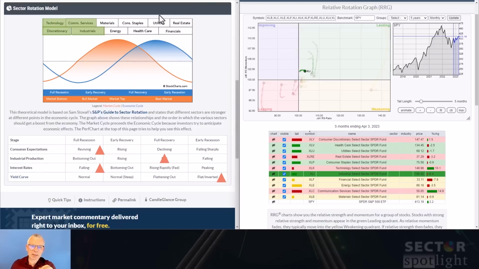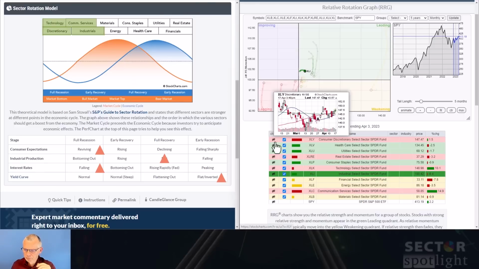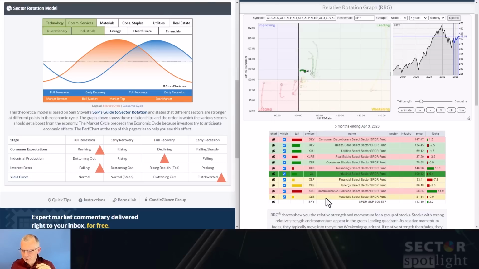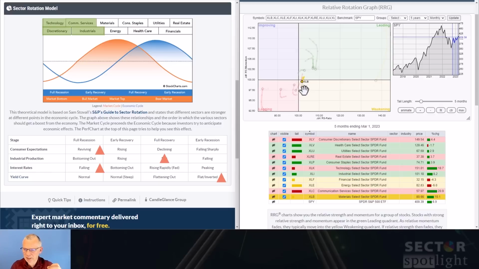The next one is materials. So materials is inside the weakening quadrant, but as you can see, very close to the benchmark, inside weakening after a short stint through leading. So that means it's actually in a very stable relative uptrend. So materials actually is greenish, green. I'd say it's a positive.